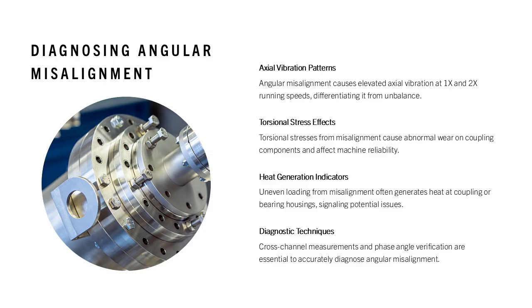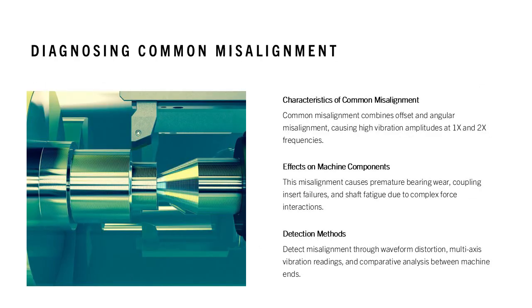This misalignment type often creates heat at the coupling or bearing housings due to uneven loading. Distinguishing angular misalignment requires cross-channel measurements and verifying phase angles for directional consistency. Common misalignment represents the simultaneous presence of offset and angular misalignment, and is the most frequently encountered in coupled machine systems.